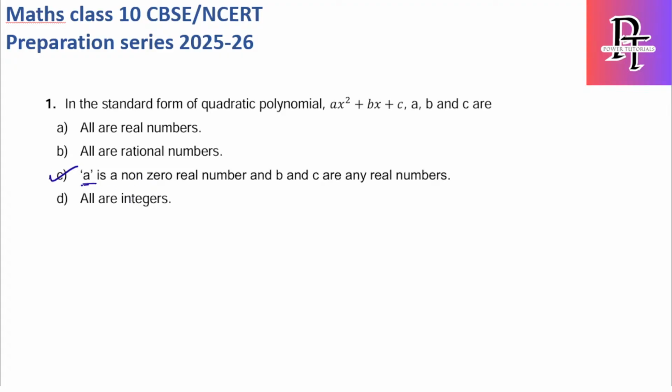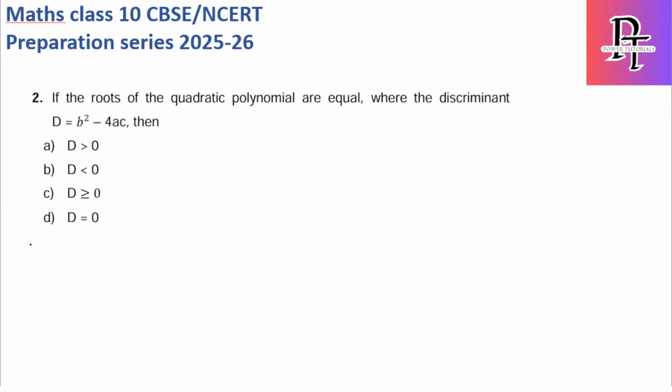A should be non-zero. Why should A be non-zero? Because if A is 0, then the whole ax squared term becomes 0. Then only bx plus c will be present, which becomes a linear equation. But they are asking in terms of quadratic. Quadratic means the highest power should be 2, or simply the degree should be equal to 2. For degree 2, the x squared coefficient should be present and should not be equal to 0. Hence A is a non-zero real number, and B and C can be any real numbers, they can be 0 as well. But A should not be 0, because if A is 0, the next term also becomes 0. Okay, let's see the second question.